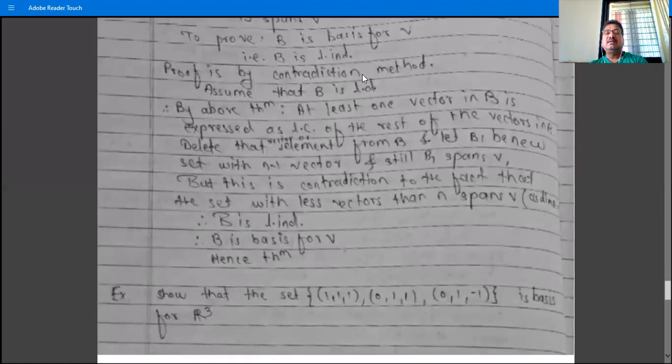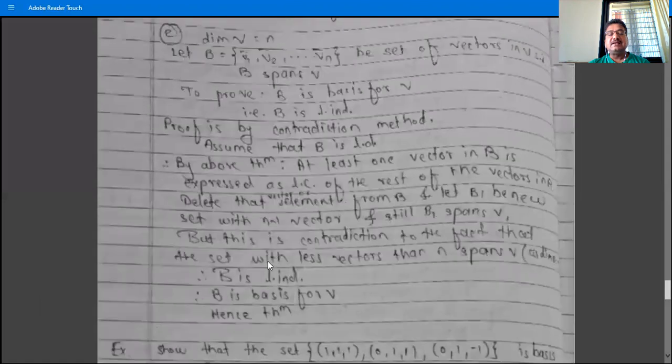So the assumption that B is linearly dependent is wrong, because then we would have a set with fewer than n vectors which spans V, and as the dimension of V is n, no set with fewer than n vectors spans V. Therefore B is linearly independent, and therefore B is a basis for the vector space V. Hence the theorem.